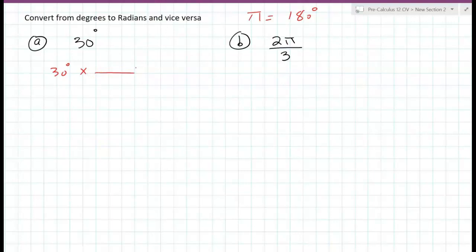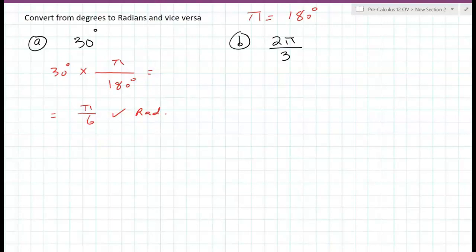That's what that is really. So we want to get rid of the degrees, so that would be 180 in the denominator, and then pi is on top because pi is equal to 180 degrees. So now we can change, and then we can actually make it exact. This would be pi over 6, and sure enough, that's pi over 6 radians. We call it rad.